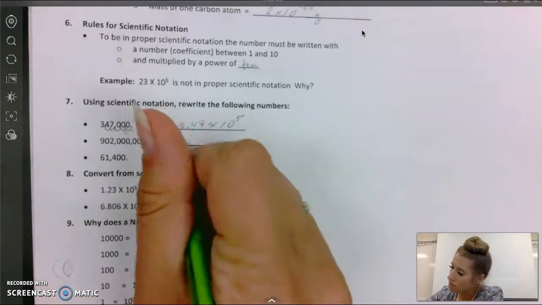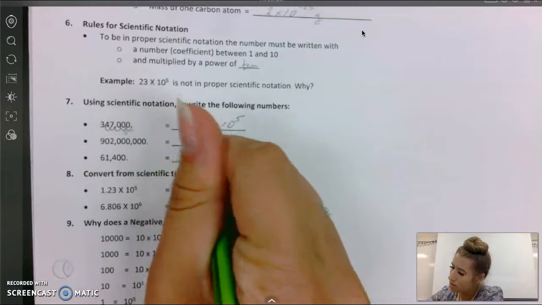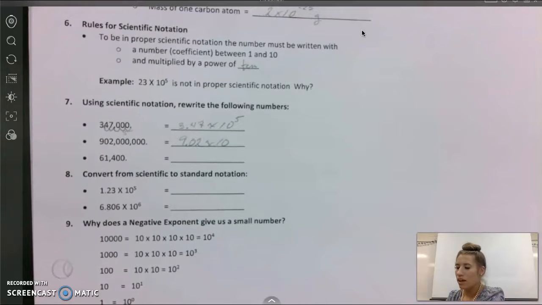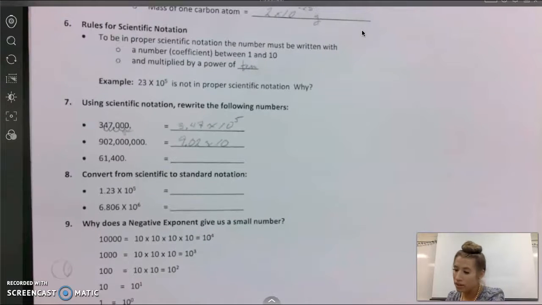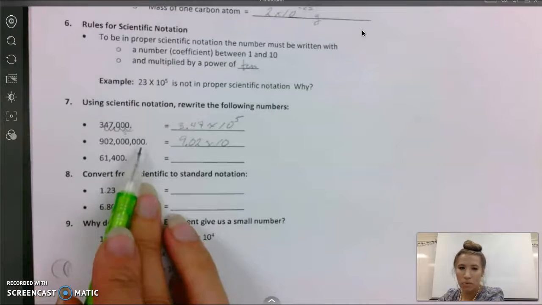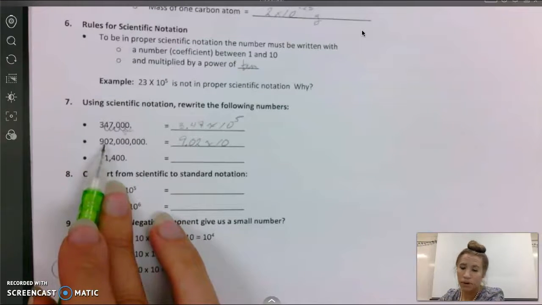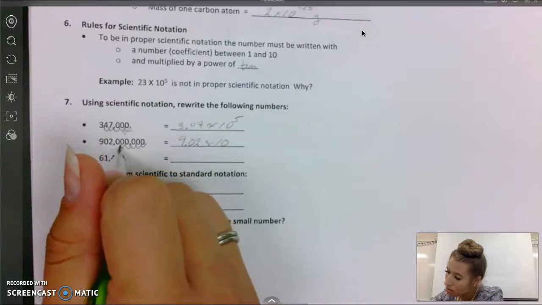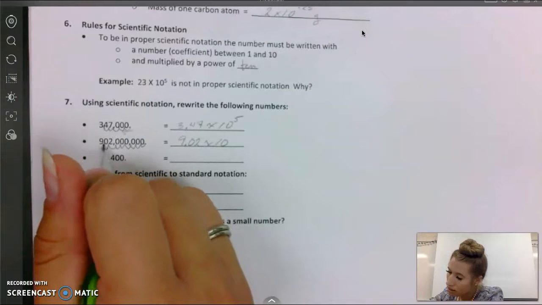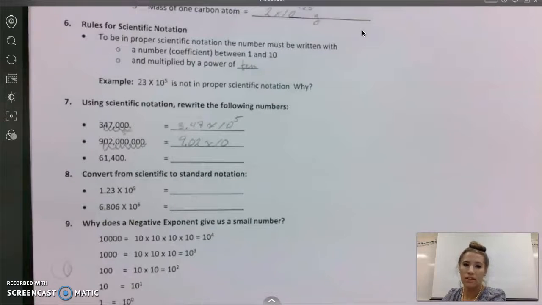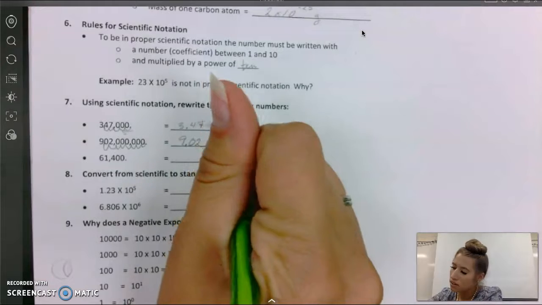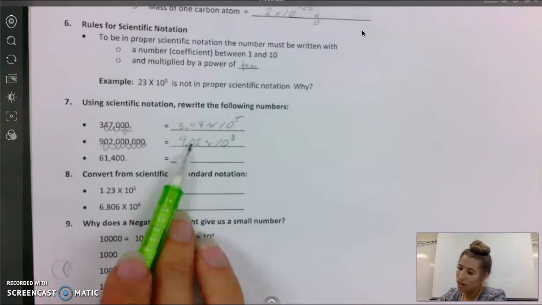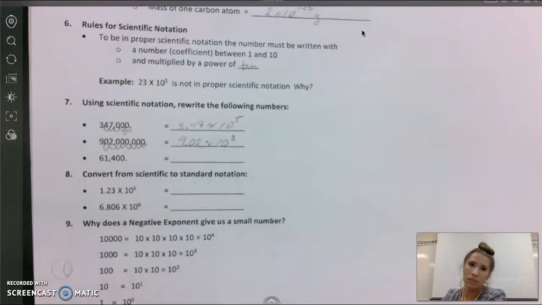This next one, here's my coefficient, 9.02, so it's in between 1 and 10. And I need to recognize what my power is. So my decimal place is here, and we're going to move it all the way till we have it at the 9.02 mark. So 1, 2, 3, 4, 5, 6, 7, 8. I move my decimal place 8 spaces. Is it positive or negative? Well, I took my coefficient in scientific notation and it became much bigger, so I have a positive exponent.